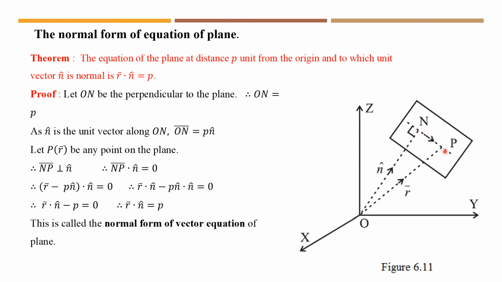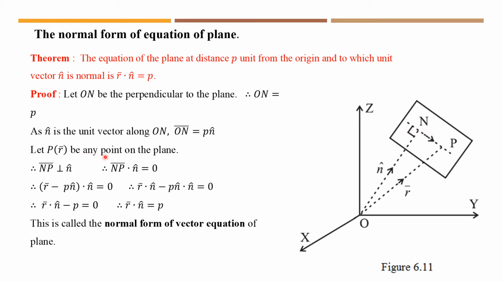Take any point P on the plane. Join segment NP. Small r vector is the position vector of P with respect to origin. As n cap is a unit vector along ON, therefore ON vector equal to p into n cap. p is the distance from origin to the plane, that is the ON distance is p. Therefore, ON vector equal to p into n cap.